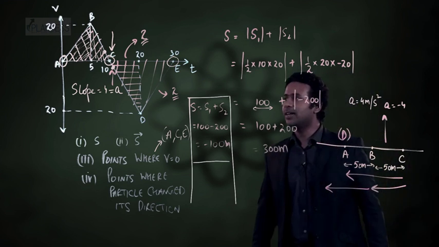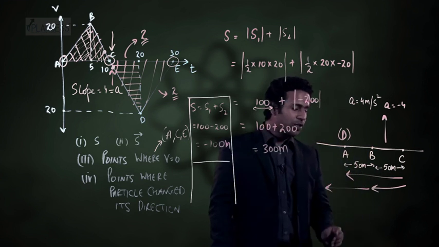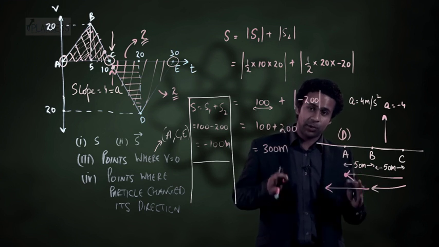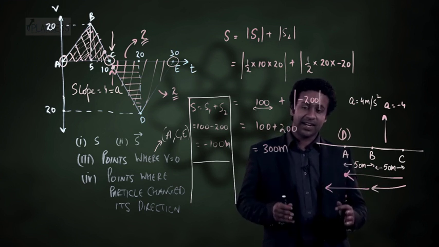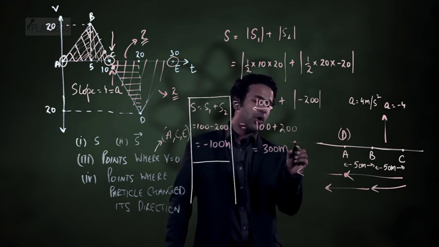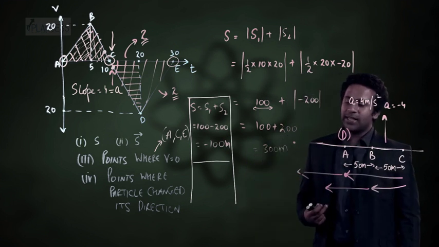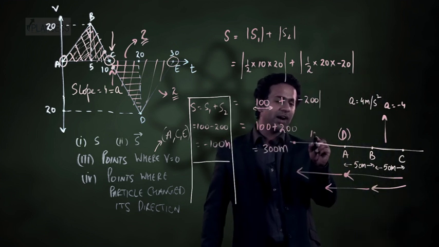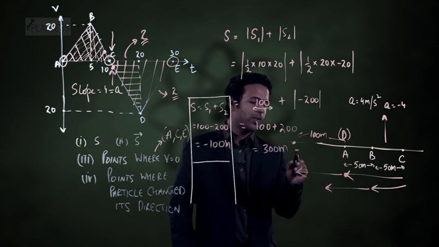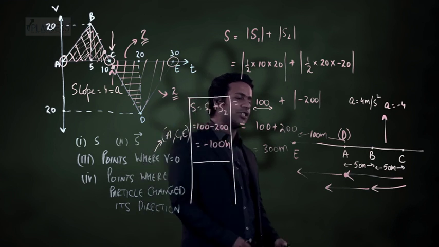Try to think about it with ease. So, you'll come to the conclusion that from this point onwards, the particle has started to decelerate, but it is decelerating in the negative direction, hence the positive sign. Right. So, once again, from D to E, the particle covers another 100 meters. So, this is where point E is, where the particle finally stops.